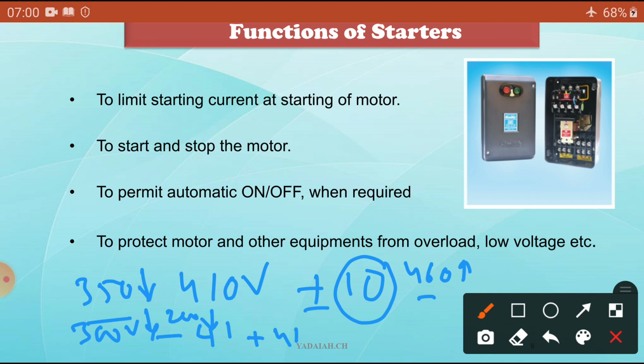To safeguard our motor, I provided a protective device, that is our starter. It will observe whether the voltage is 410 or 450 or less than this voltage. If the voltage comes low or high from the predetermined value, our motor will automatically stop. That can be possible with the help of my starter.